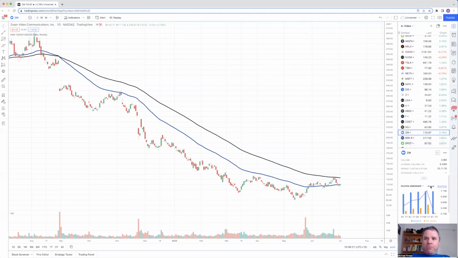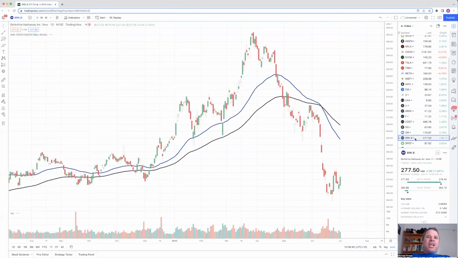I do use Zoom. I do like their products. This company has grown over the past few years because of COVID-19. Let's go to Berkshire Hathaway.